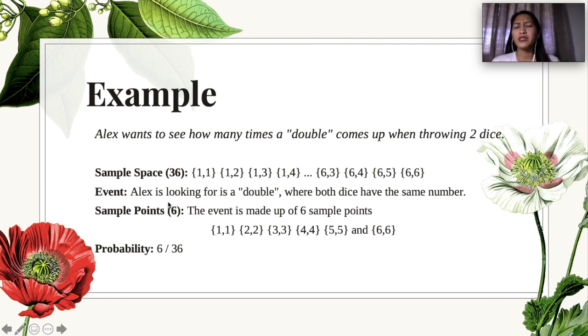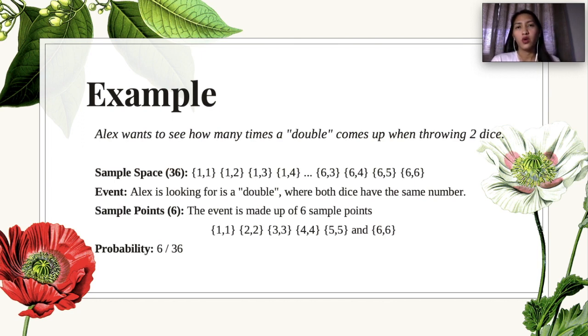So the sample space there is 36 sets. You have 1,1, 1,2, 1,3, 1,4. So all the pairs of numbers from 1 to 6 on the first die and 1 to 6 again on the other die, you have to write it down.